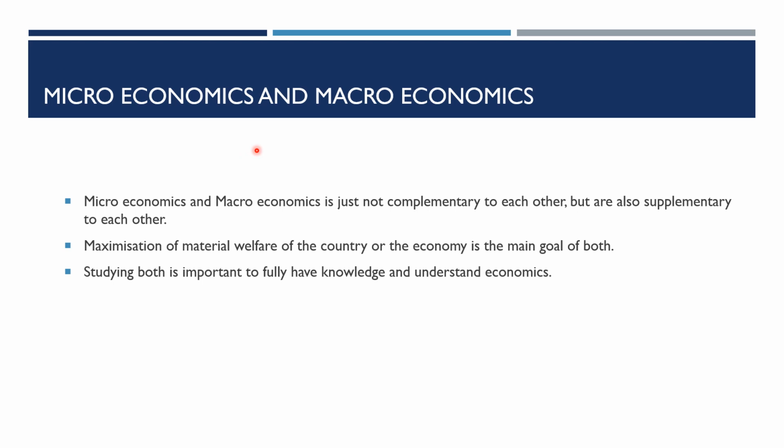Microeconomics and macroeconomics are interdependent on each other. Both these branches of economics are not just complementary to each other, but we can say that they're supplementary to each other. Let's understand the meaning of the words complementary and supplementary. Let's take the example of biryani. So this is a biryani.